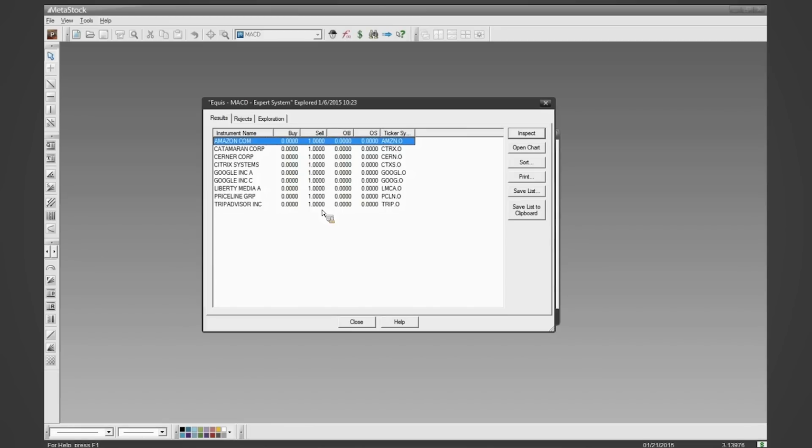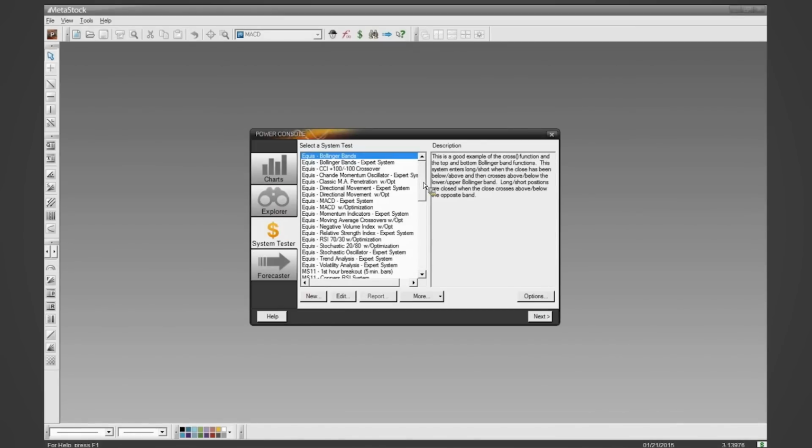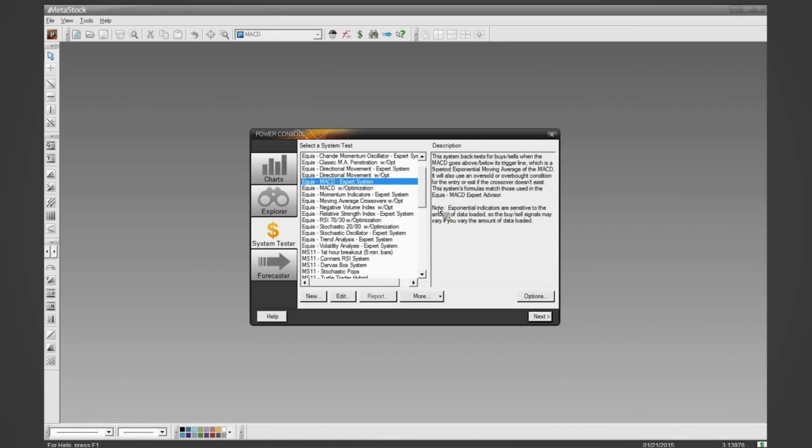So what I can do here now is, instead of going through and looking at each of these charts individually and trying to determine which one would be the right one to take, I can go into another tool that we have called the System Tester. The System Tester is an awesome tool because it lets me see if the personality of the stock matches the personality of the system.